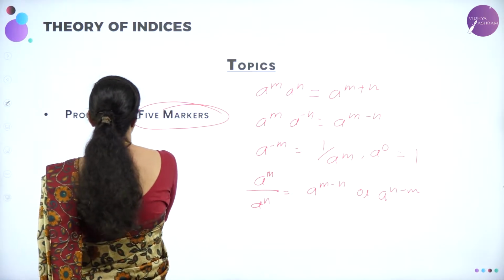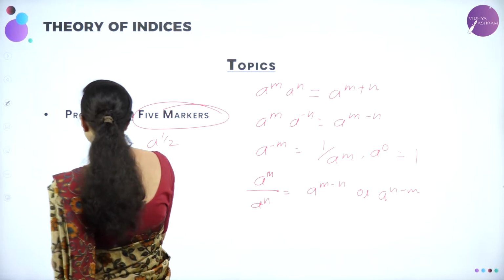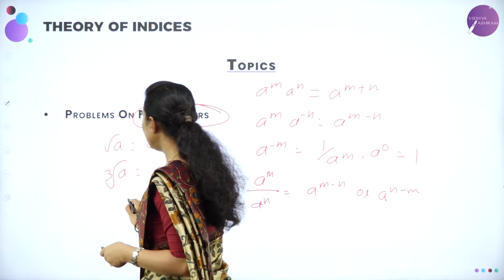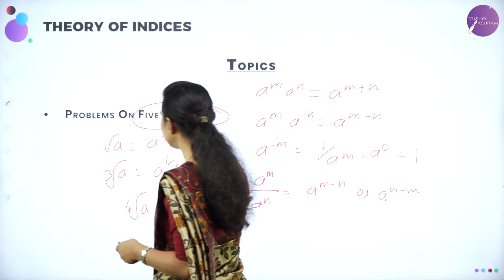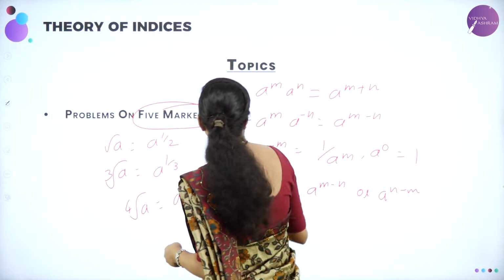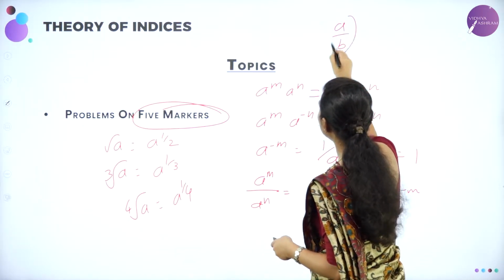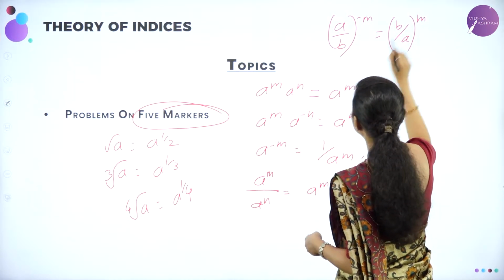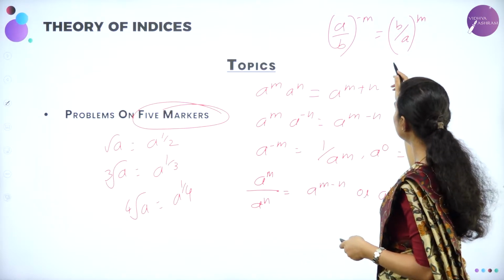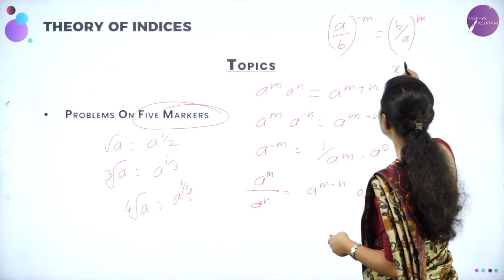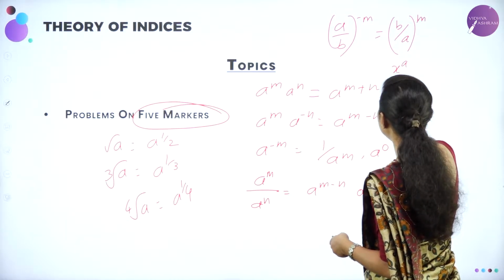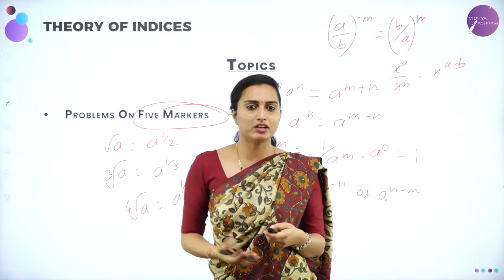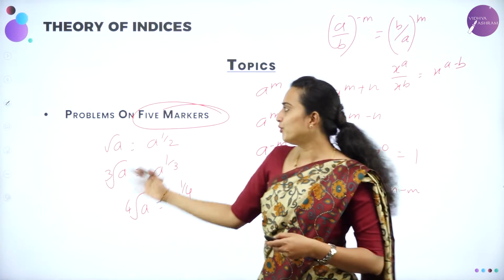Similarly, square root of a can be written as a to the power of 1 by 2. Cube root of a can be written as a to the power of 1 by 3. Similarly, fourth root of a can be written as a to the power of 1 by 4. Right? And then a by b whole to the power of minus m can be written as b by a whole to the power of m. Correct? Similarly, x power a by x power b can be written as x power a minus b or x power b minus a according to the formula, right? So we'll be moving on to solving the problem.